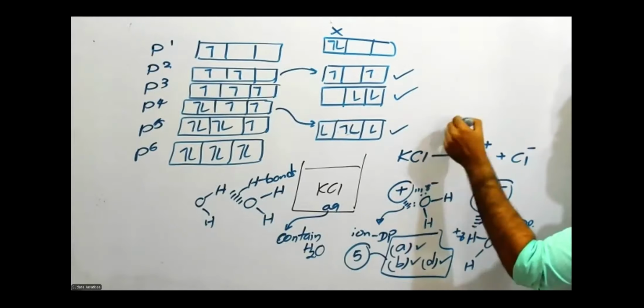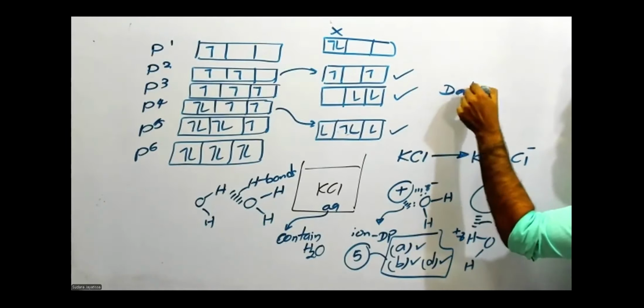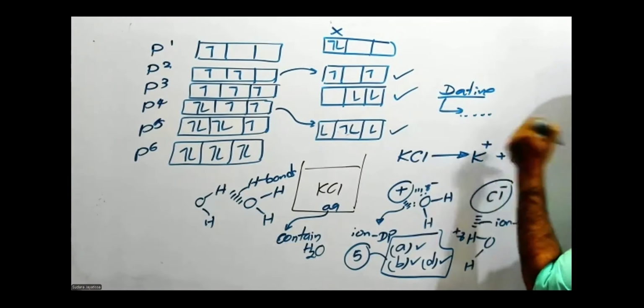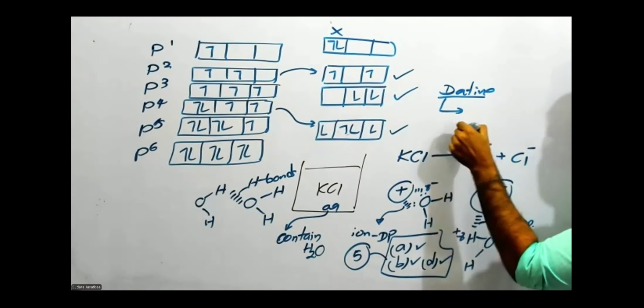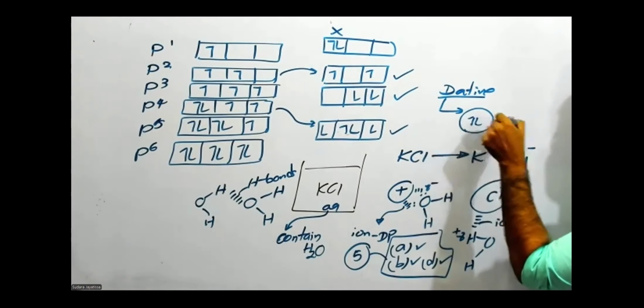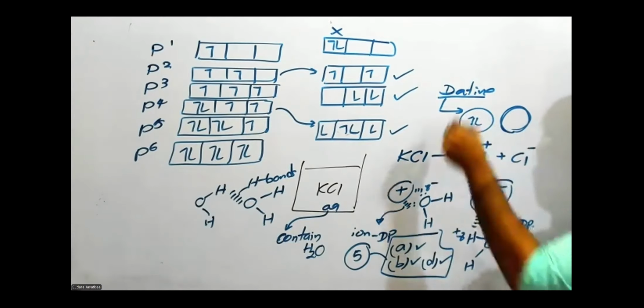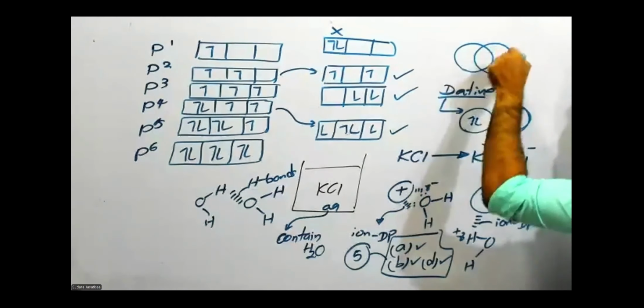And you can write the definition of dative bonds if you want. Then it will be a complete discussion. Dative bond: simply, the 2 electrons necessary for the bond are given by one orbital. And they overlap like a normal one.